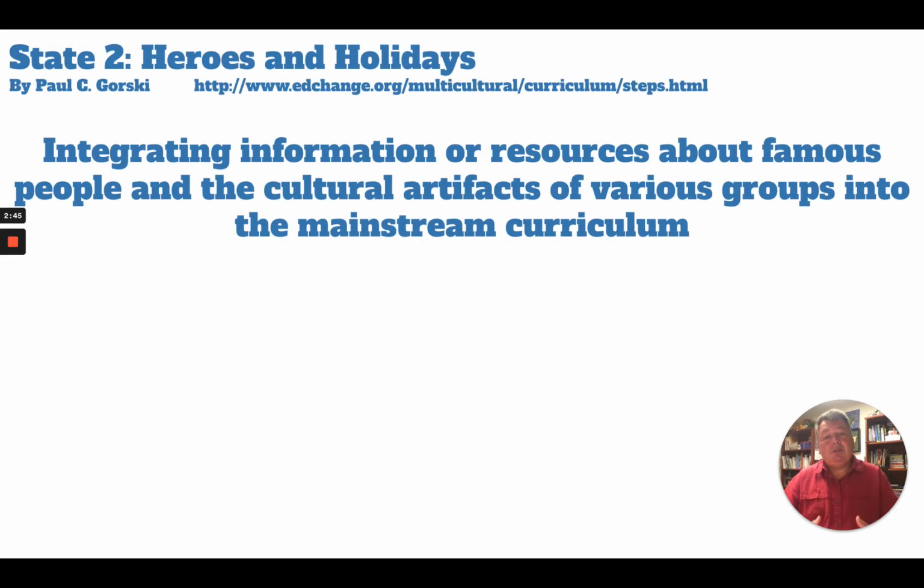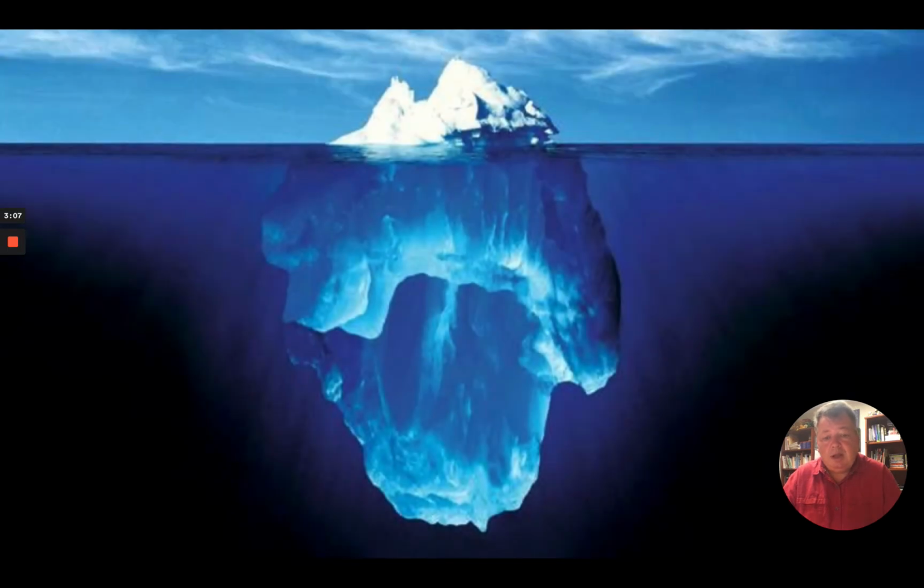For step number 2, Gorski calls it the holidays and heroes step. This is where people think, I should be teaching more culturally relevant things in my classroom, so I'll teach about some important holidays from some other cultures or groups. Or we'll have some heroes that we can represent for multicultural diversity. And this is a great step number 2. But unfortunately, most people take it from the iceberg point of view.